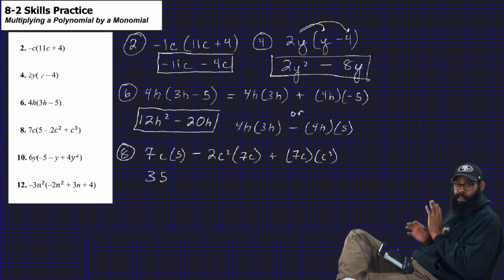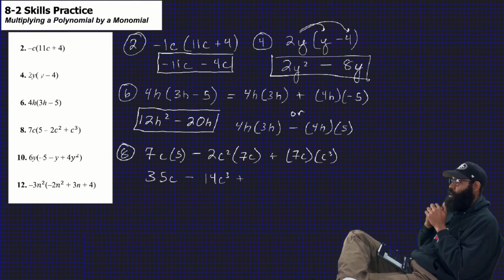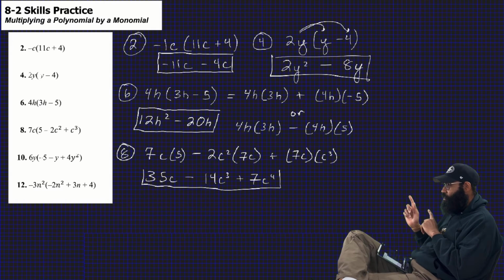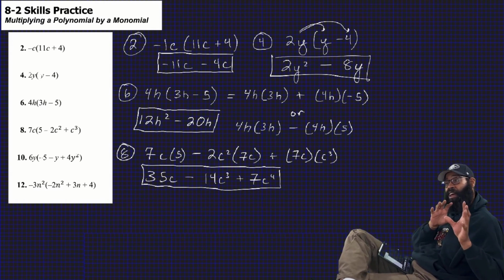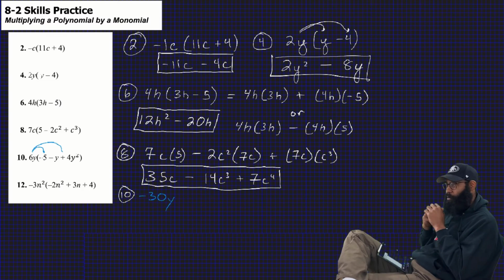All right, all that talking and I got behind. 8, done. 7 times 5, 35. 7 times 2, 14. 7 times invisible 1, 7. So I went ahead and took care of the coefficients. Now, of course, the variables, c to the 3rd and c to the 4th. Easy to multiply your variables, right?